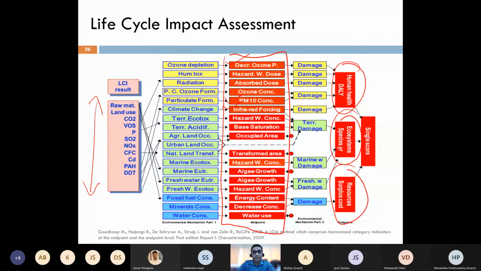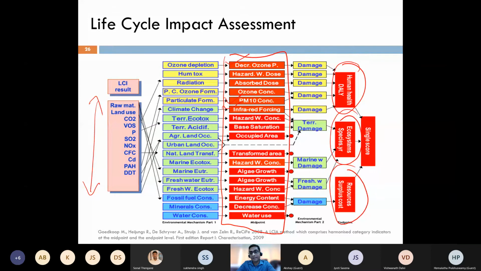Impact on human health is normally given in the unit DALY, which means disability adjusted life years. If these are the emissions that are taking place, how many years of my life are possibly reduced? That's why it's called disability adjusted life years: how those emissions can possibly cause a disability or reduce my life as a whole.